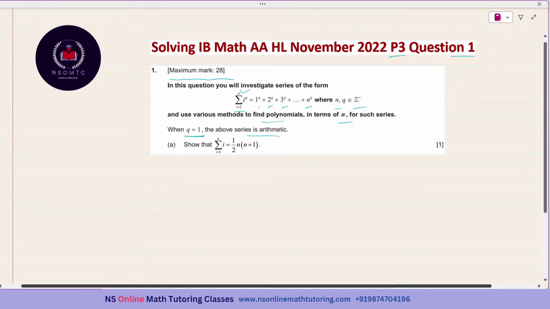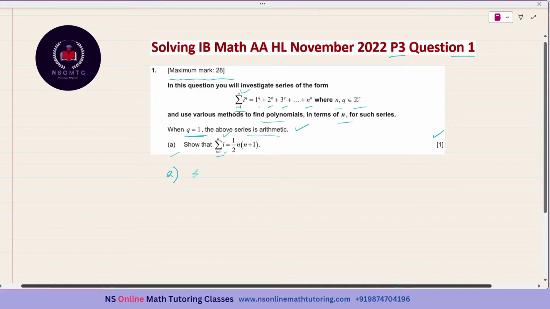The above series is arithmetic, and the first question, that means subpart A of question 1, says, show that sigma i equal to 1 to n i equals half times n times n plus 1. It is containing just a single mark. But why are they saying that the above series is arithmetic when q is equal to 1? Let us first of all check that.